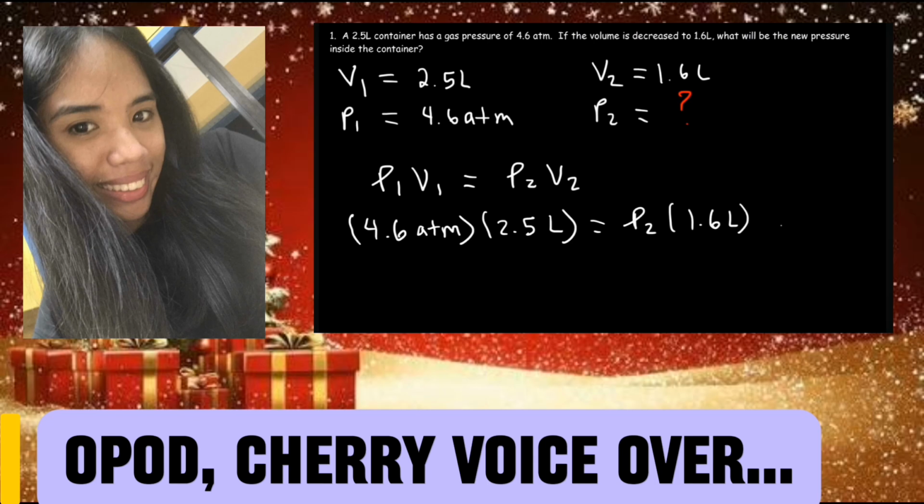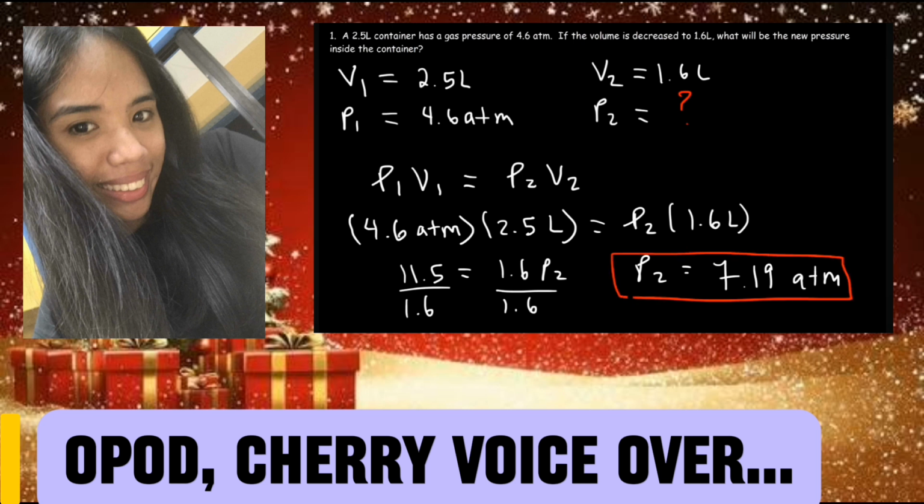So 4.6 times 2.5, that's 11.5. And that's equal to 1.6 times P2. So now, to solve for P2, we've got to divide both sides by 1.6. So P2 is 11.5 divided by 1.6, and so that's about 7.19 ATM.